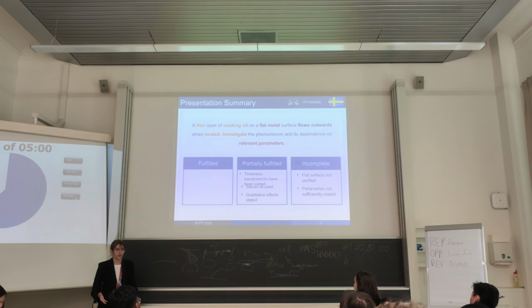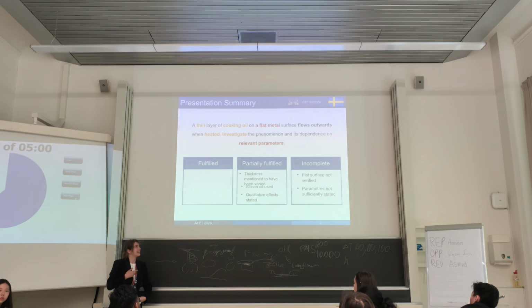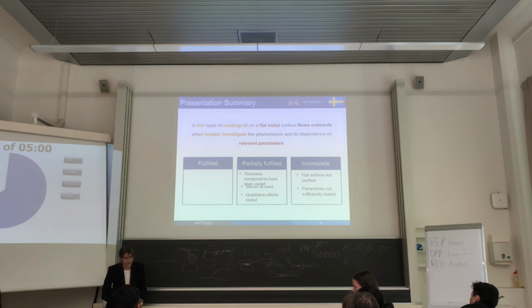However, the flat metal surface was not verified. We don't believe that a crepe pan could be a flat metal surface, even if any levelers were used, and parameters were not sufficiently stated or explained in the report.